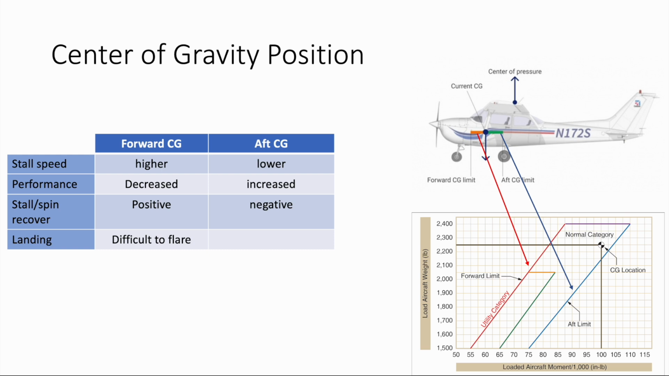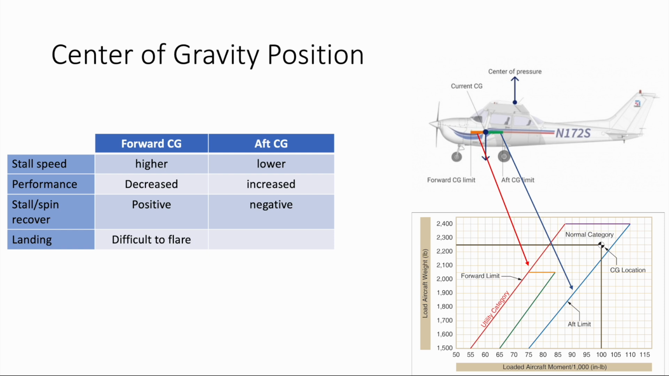Whereas a forward center of gravity is going to cause you to fly like this, which means more drag, lower cruise speed, and higher stall speed because you're closer to reaching critical angle of attack. On that note, stall recovery is going to be better because the weight is far forward. So if this plane does stall, the nose will naturally want to drop.